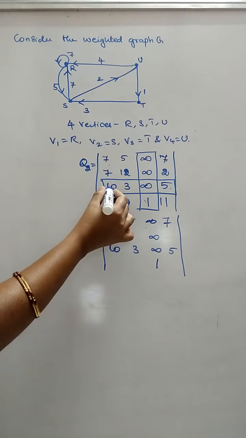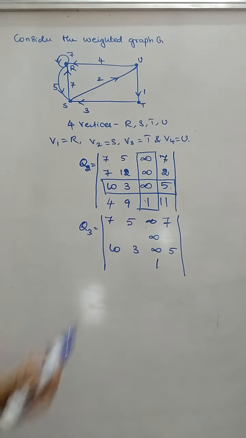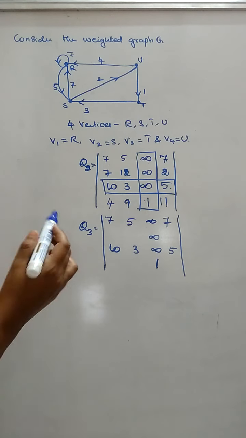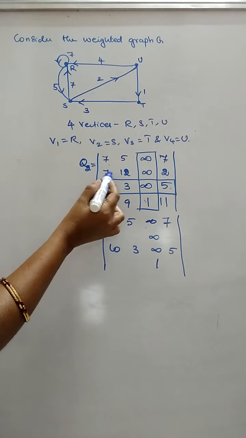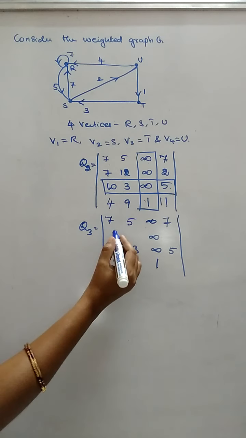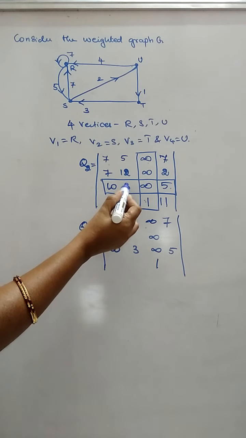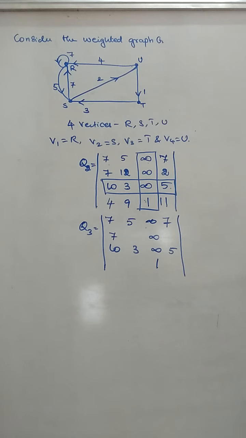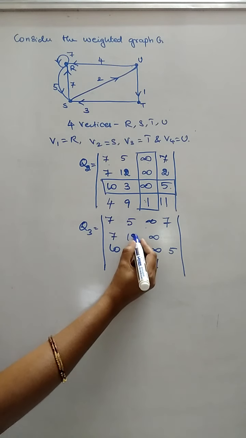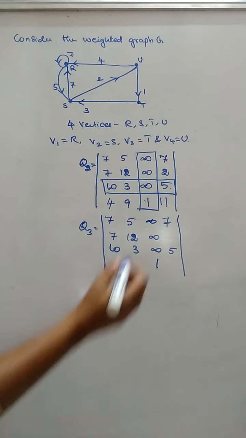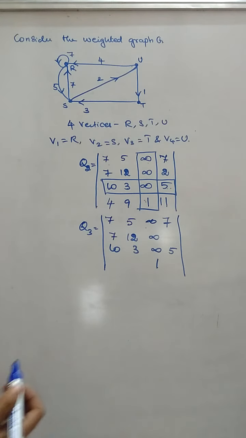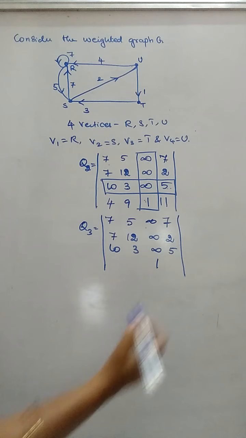And then here 10 will be added with infinity. Whatever number you add with infinity, we will get infinity only, right? So that's why 7 and infinity will be compared. The minimum one is 7. You can write it here. Then 3 plus infinity. So we will get infinity. So infinity will be compared with the 12. In such a case, 12 is the minimum one. You can write it here. Then 5 plus infinity, infinity. Infinity will be compared with the 2. 2 is the minimum one. You can write 2 here.